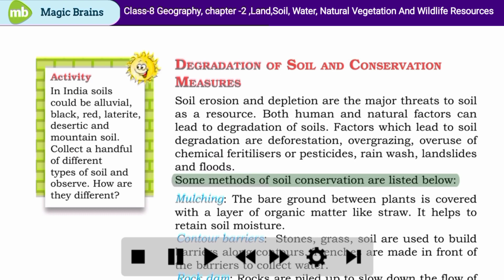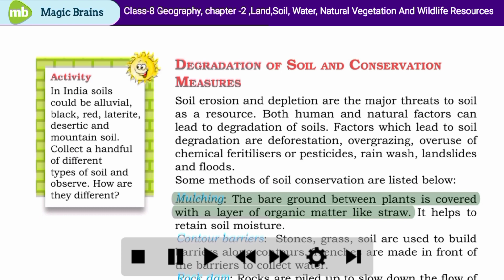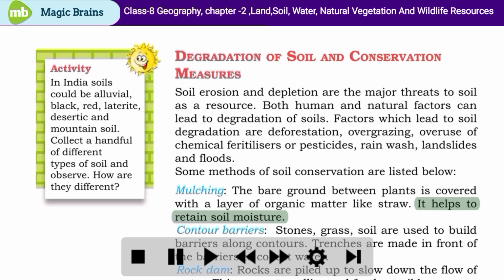Some methods of soil conservation are listed here. Number 1. Mulching. The bare ground between plants is covered with a layer of organic matter like straw. It helps to retain soil moisture.